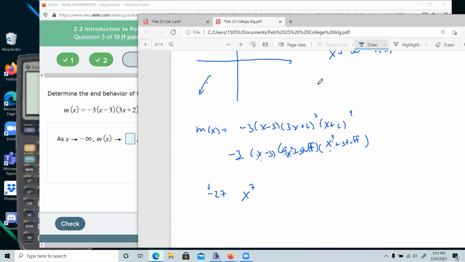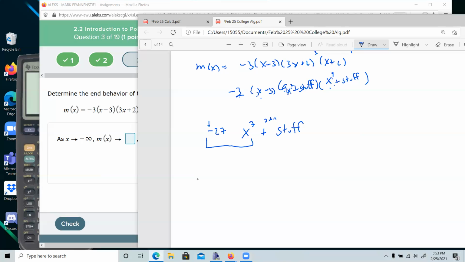That's what I want, plus a lot more stuff. We only care about this part of it. We really do. All I'm saying with this is, x to the 7th, right? We have 4, 5, 6, 7. That's an odd number. And my leading coefficient is less than 0.